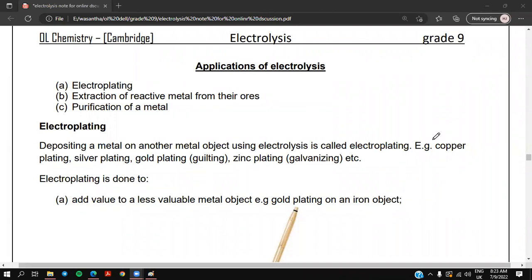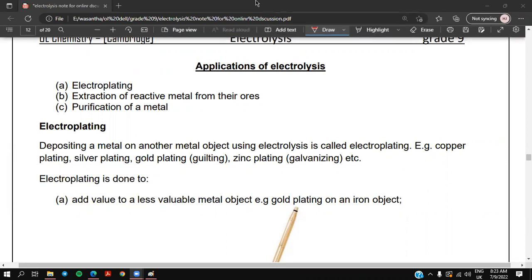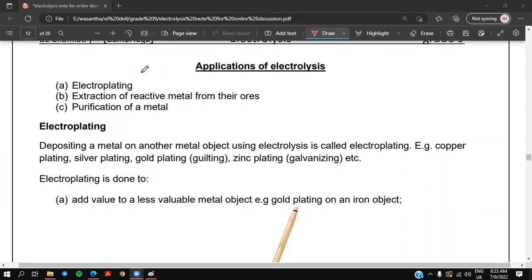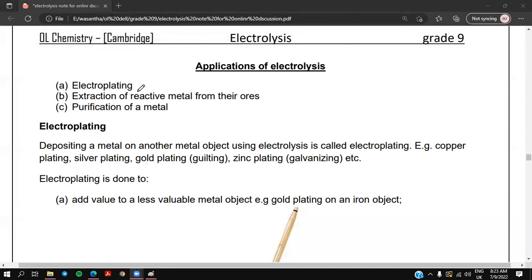This lesson is going to cover major applications of electrolysis. Actually, only one application of electrolysis on the industrial scale will be discussed here. However, there are three uses of electrolysis given here according to the note. First one is electroplating. Second one is extraction of reactive metals from their ores.